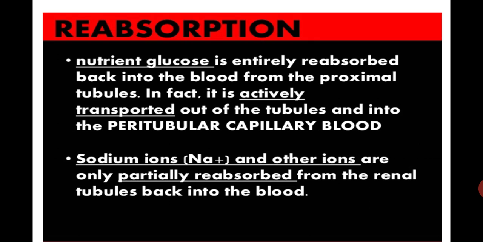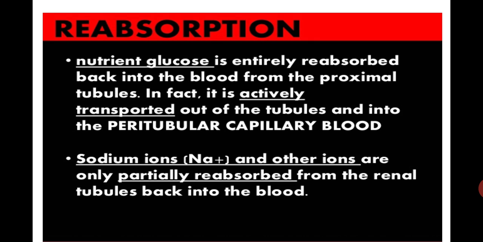Next, we will talk about the other nutrients. First of all, the nutrient glucose is entirely absorbed back into the blood from the proximal tubule. In fact, it is actively transported out of the tubule and into the peritubular capillary blood. What is the peritubular capillary blood? Peritubular capillaries are those which surround the proximal convoluted tubules and the loop of Henle of the nephron. So the glucose is mainly absorbed in this region.